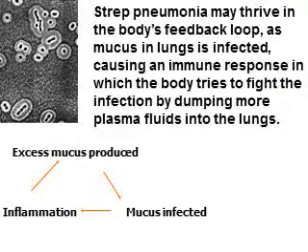A feedback loop occurs, and this is because mucus in the lung becomes infected. And with that infection, the immune system is going to respond, dump more fluid in the lungs, thinking that we're going to kill the infection in the lungs, but unfortunately it just creates a better habitat. And we have this feedback loop which may end in death.